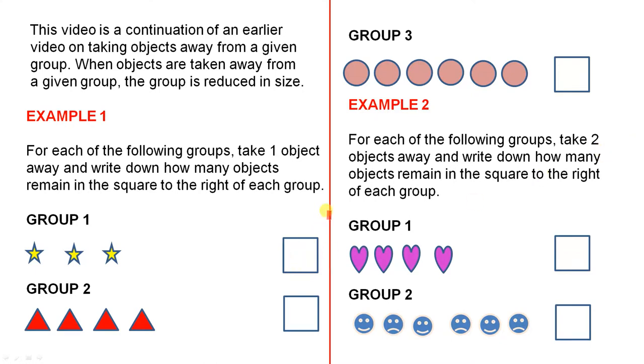For each of the following groups, take one object away and write down how many objects remain in the square to the right of each group. These are just suggestions of what you can do, and you can certainly give students many more examples.